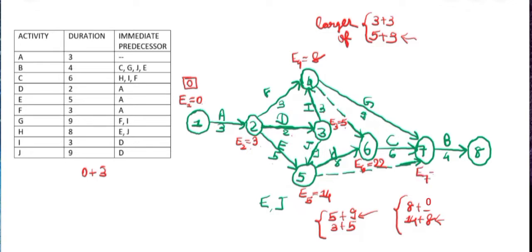Then for E7 it will be 22 plus 6 or 8 plus 9, or it can be even 14 plus 0. So we get it as 28, which is the larger one, and then 28 plus 4, which is 32. So our E8 is 32.